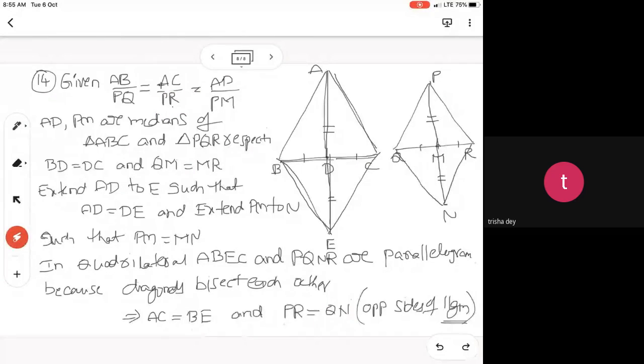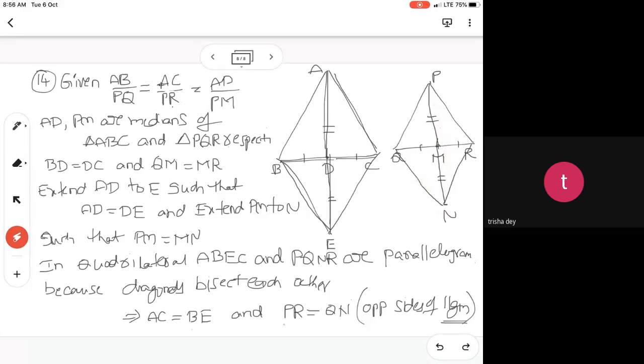Because for any ratio, if you multiply the numerator and denominator by 2, the value does not change. 1 by 2 and 2 by 4 are both equal. So if you multiply the numerator and denominator of 1 by 2 by the 2, you are going to get the same. So why do I have to do like that? If I multiply by 2, this will be complete. So it's 1 by this one, this one by this one, this one by this one. From that you will come to know that these two triangles, ABE triangle and PQN triangle, are similar.